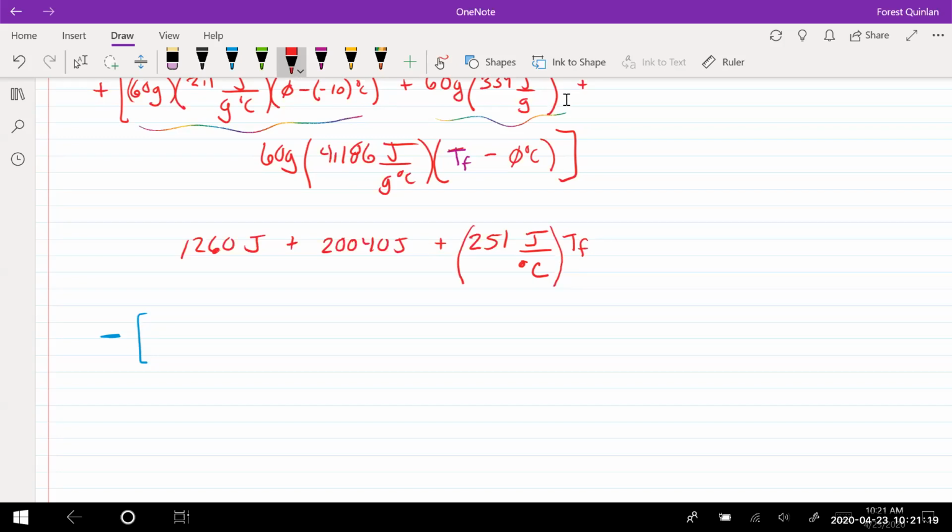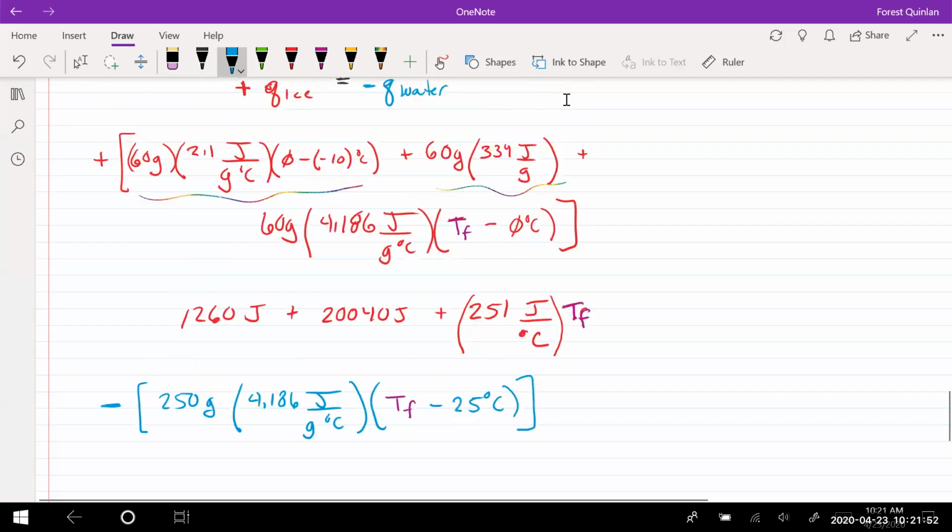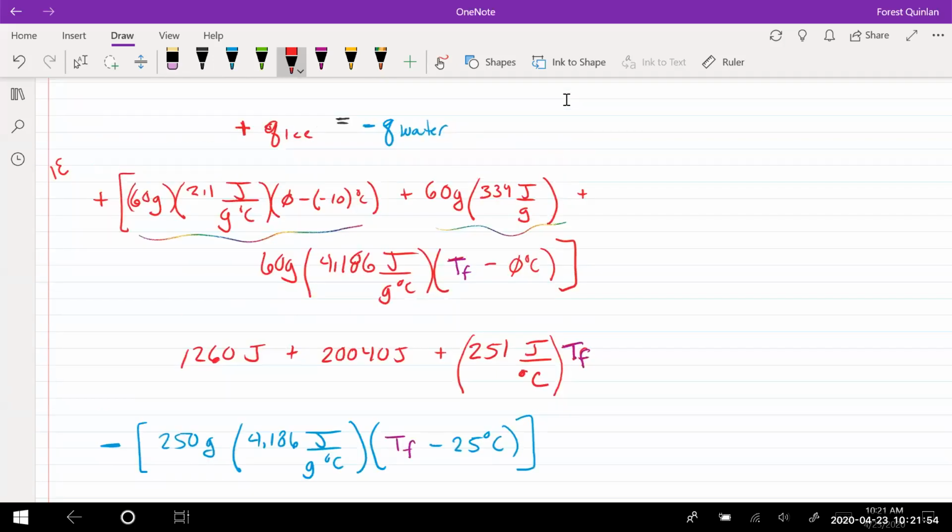The water is our 250 grams times our 4.186 joules per gram degree Celsius. And we now again have our final temperature, TF, minus our initial temperature of 25 degrees Celsius. So here we have our ice. And here we have our water.